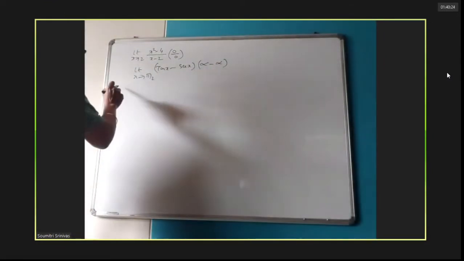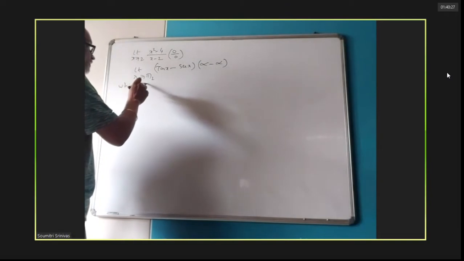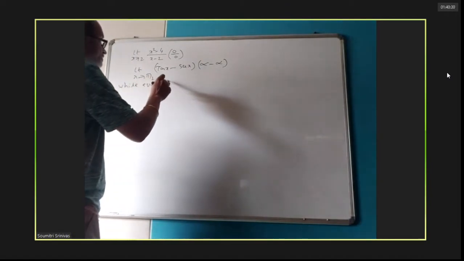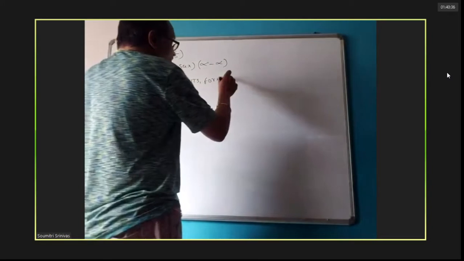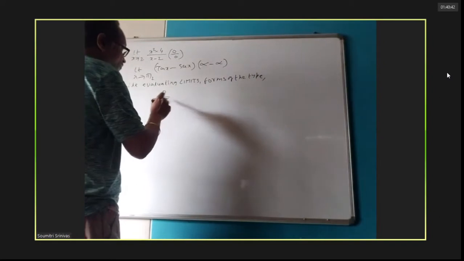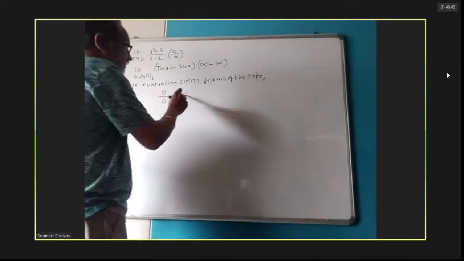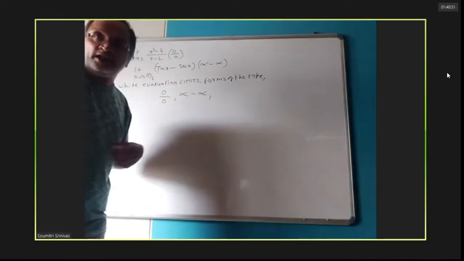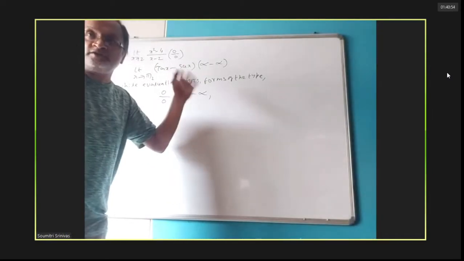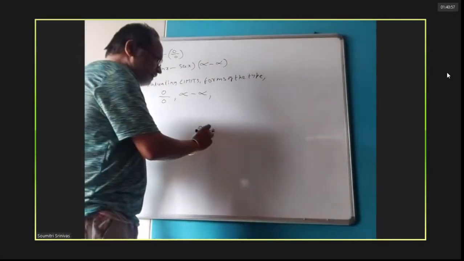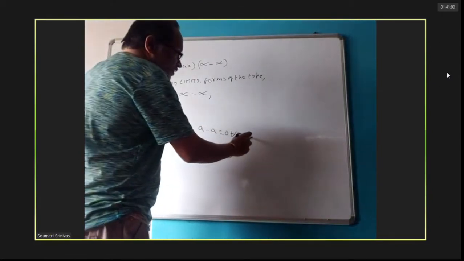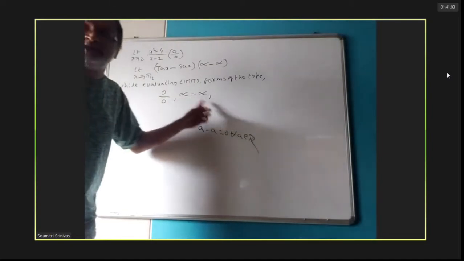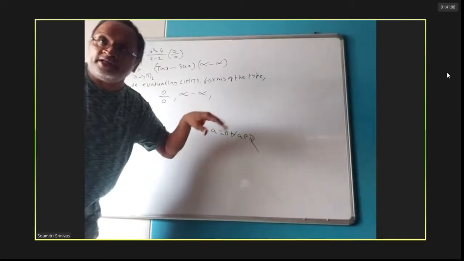In fact, while evaluating limits, forms of the type 0 by 0 you cannot cancel them. Infinity minus infinity you cannot cancel. Why can you not cancel? Infinity is not a real number. Infinity does not obey properties of the real number system. Remember, a minus a is equal to 0 for all a belongs to R. Does it mean infinity minus infinity is 0? No, infinity is not a real number.